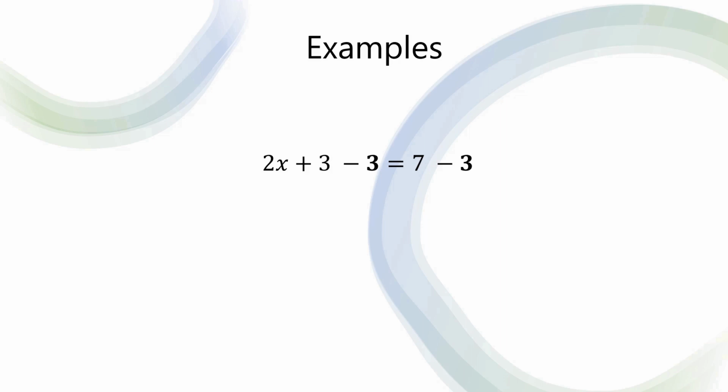2x + 3 - 3 = 7 - 3 simplifies to 2x = 4. Now we want to get x by itself, so we divide both sides by the coefficient of x, which is 2. 2x divided by 2 equals 4 divided by 2 simplifies to x = 2.